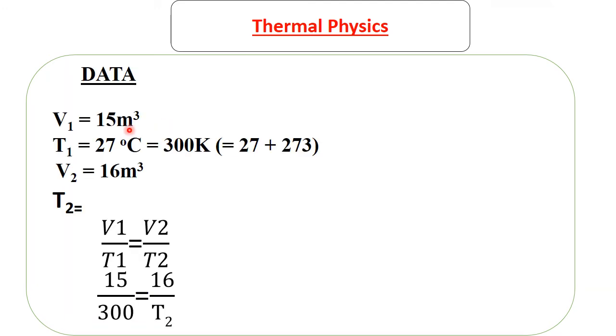So here's the data. We have volume 1, which is 15 meter cubed. Temperature 1 is 27 degrees Celsius, which we need to convert to kelvins by adding 273 to 27 degrees Celsius, and it will give us 300 kelvins. Volume 2 is 16 meter cubed. Temperature 2, we don't know. So we apply the formula V1 over T1 equals V2 over T2. Then we plug in 15, 300, volume 2 is 16, and we're looking for T2.